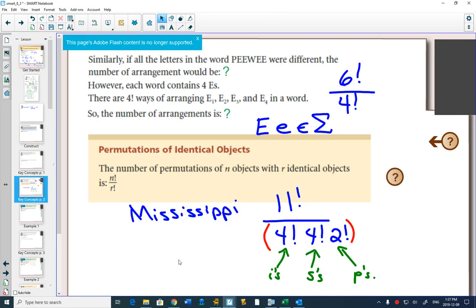So here's the idea. So far, we've only talked about the idea with words and letters that have repeated themselves. What we're going to see in the next couple of examples is where else could you have identical objects. And if you have identical objects, you have to recognize that in the question and use this as a strategy. So let's look at example 1.